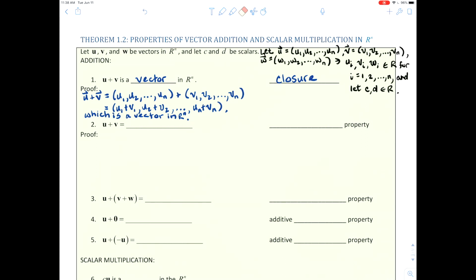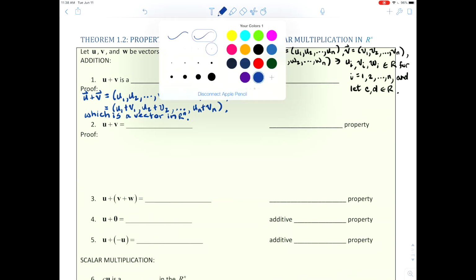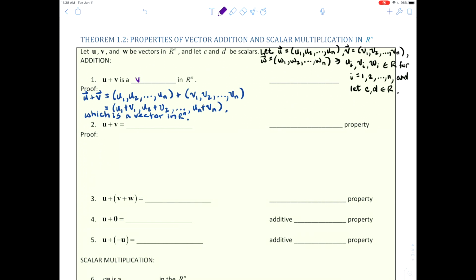All right, so in order not to mix up the proof stuff with the basics, like the statements, I'm going to do those in a different color. So we're going to say u plus v is a vector in Rn, and that was called closure. And then now u plus v turns out to be equal to v plus u, the vector v plus vector u. And what property do you think that's called? Good, commutativity under addition. And I already said this was addition here, so we don't have to restate it.